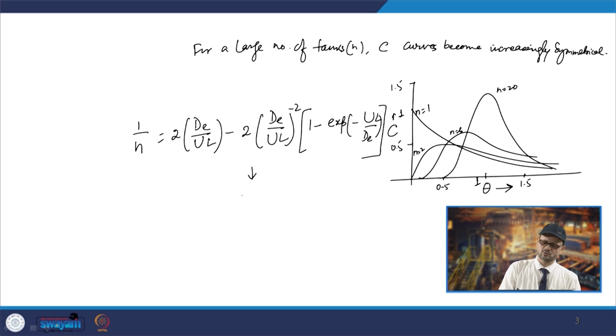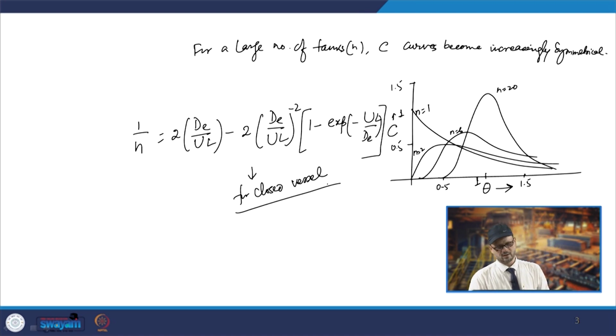So, this is for the closed vessel, this is the correlation which is coming once you take into consideration the tanks in series model and all these other dispersion models. We will also see what these indicate.